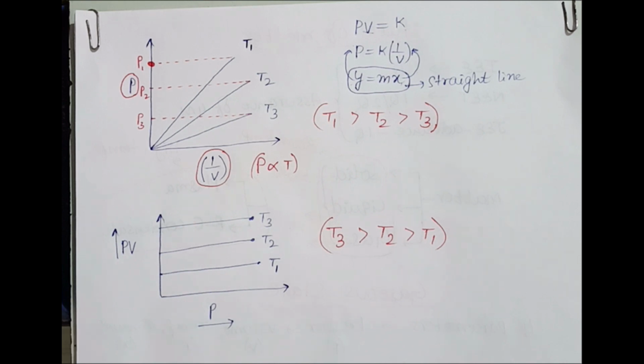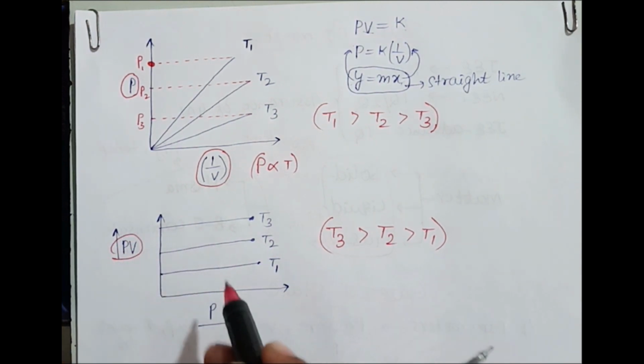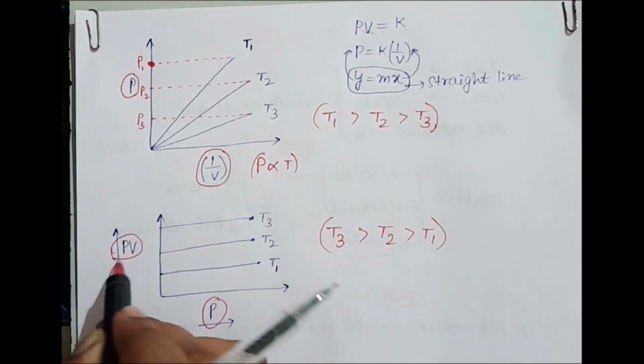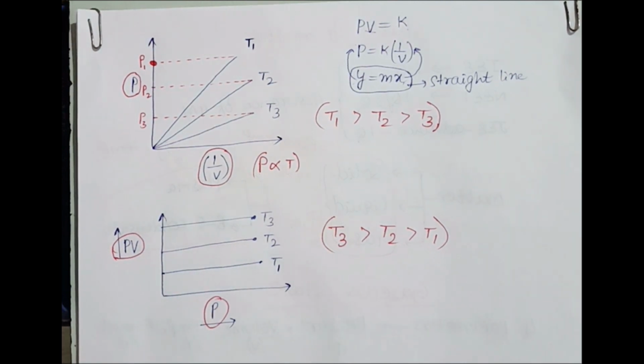Now most of the questions can be asked based on graphs only. So take care of graphs. Three graphs: pressure versus volume, pressure versus 1 by volume, and the third graph is pressure into volume versus pressure. This is Boyle's law theory completed. I hope you understood it.